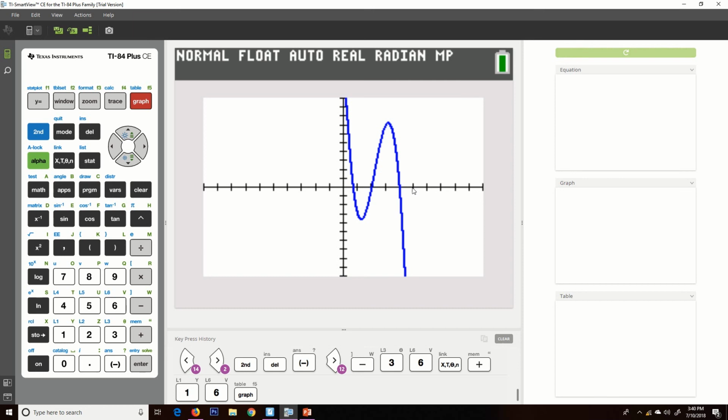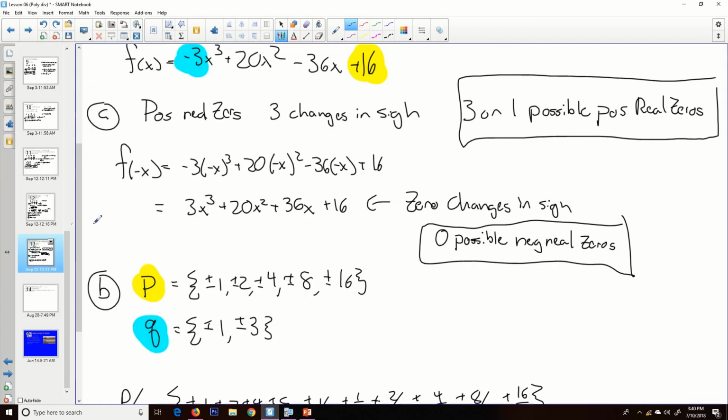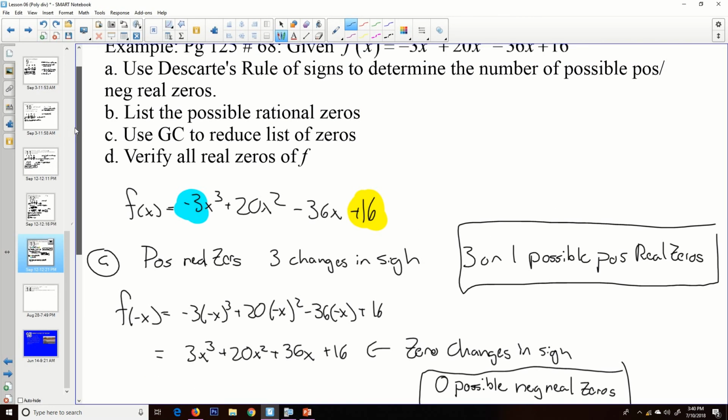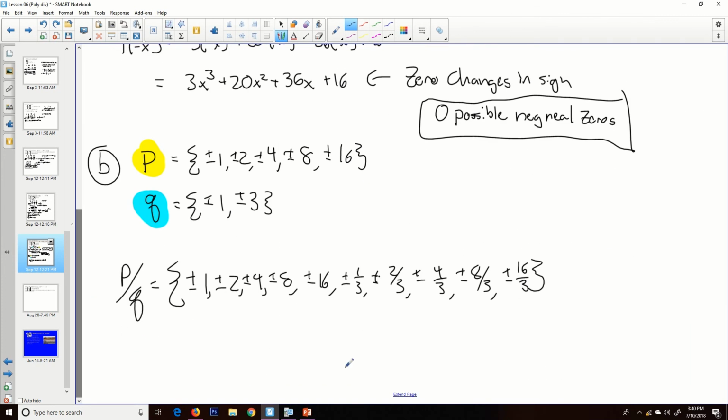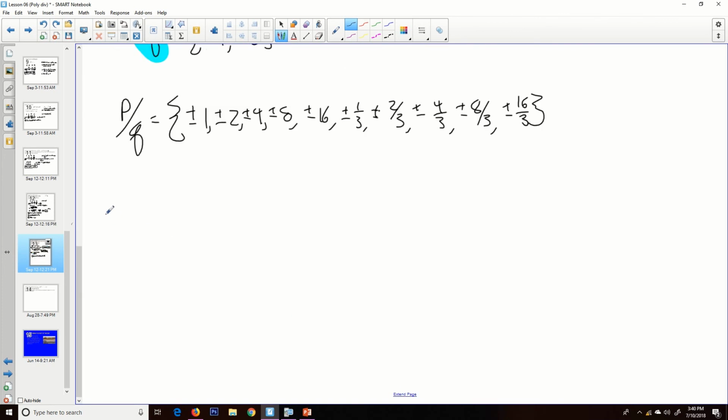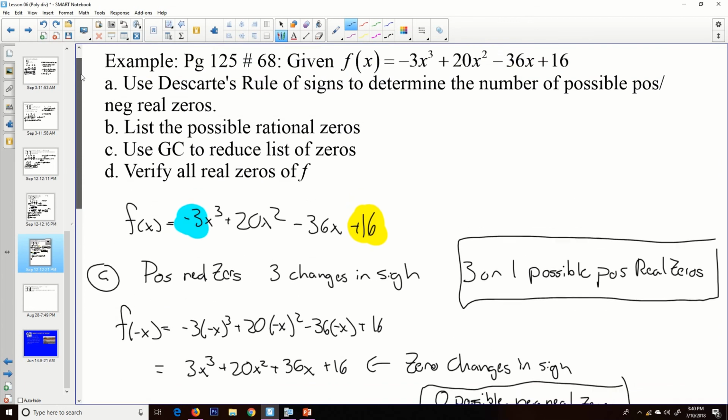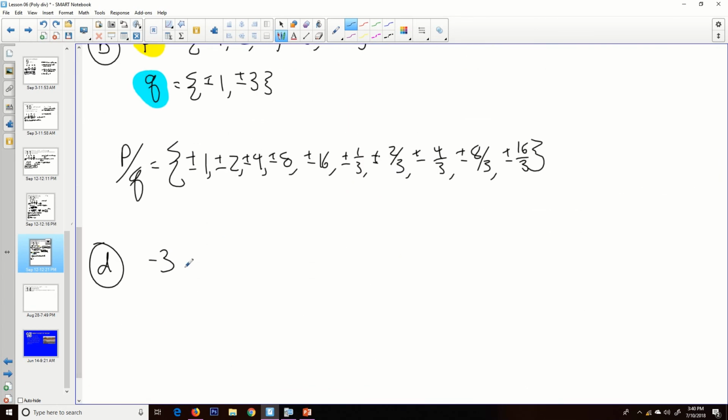And so we only have positive values. It looks like possibly right here, that's 1, 2, 3, 4. So let's see, what does it ask us to do? Use graphing utility to verify the zeros and then verify all of the real zeros. So we did that. So for part D, I'm going to write my coefficients of my original. So negative 3, it was then positive 20, negative 36, and then positive 16. I need to check.